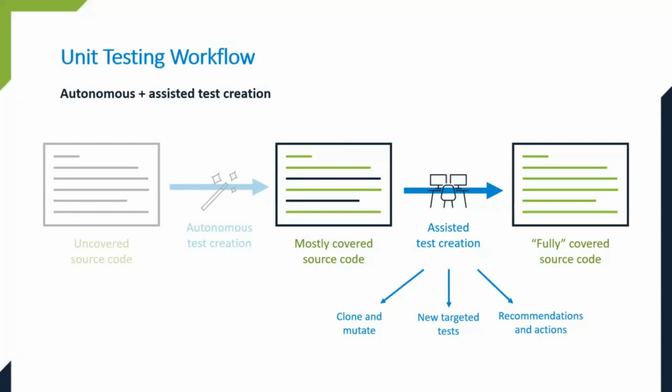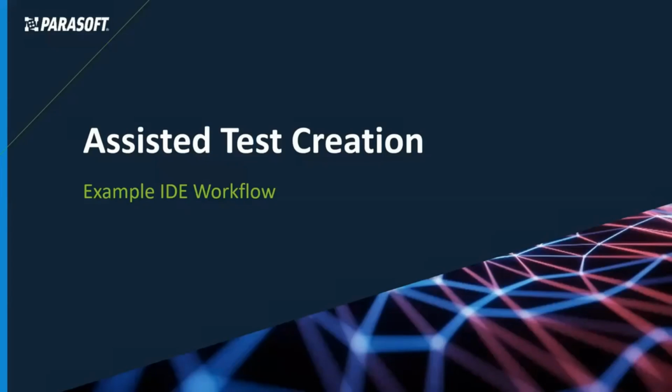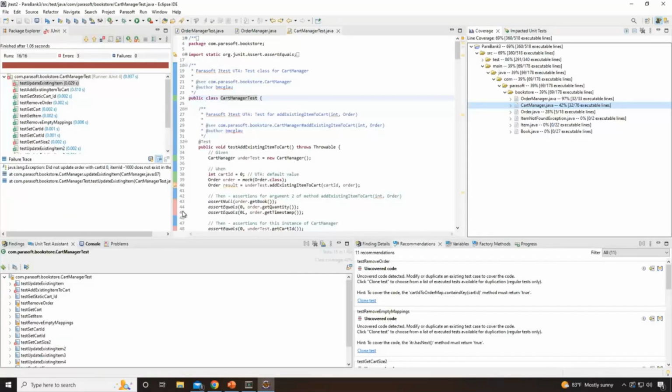And one thing I also want to mention too, this assisted test creation flow is valuable whether you're working on a legacy project or not, right? We actually use this internally for a lot of our projects as well, to just focus on changes that we're making, even though we're not working on legacy projects. So let's go ahead and switch to JTest to see a few of these things in action.